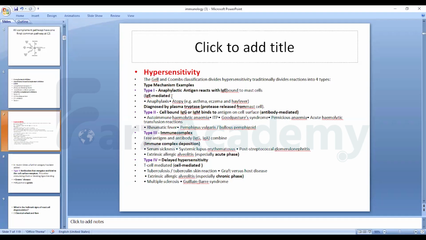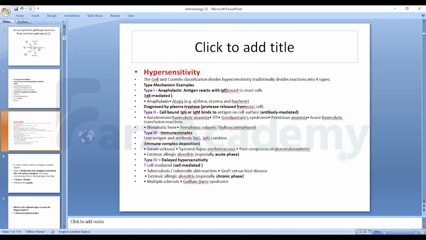Type 3: free antigen and antibody, IgG and IgA, combine. Immune complex deposition occurs. Examples which you have to remember mostly are serum sickness, SLE, post-streptococcal glomerulonephritis, and extrinsic allergic alveolitis, especially in the acute phase. Type 4 is delayed hypersensitivity. This one is the cell-mediated type, T cell mediated: tuberculosis, tuberculin skin reaction, graft versus host disease, extrinsic allergic alveolitis, especially the chronic phase, multiple sclerosis, and GBS.